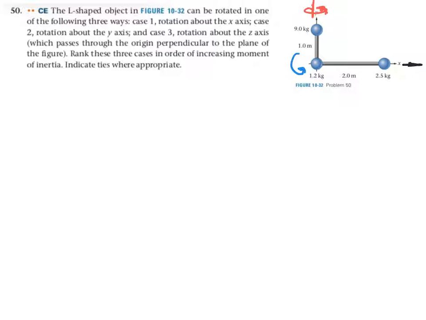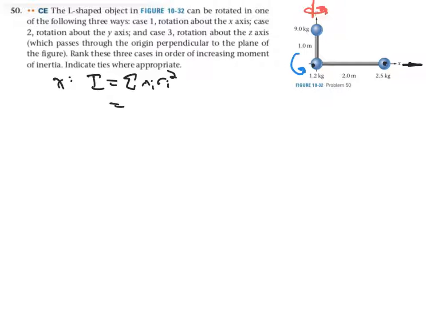Rank these three cases in order of increasing moment of inertia and indicate ties when appropriate. So we want to look at this and we want to say, well, when we rotate around the x-axis, case 1, then neither this nor this contribute at all because they have a radius of 0. Remember that the moment of inertia is going to be, in general, the sum of each mass times its perpendicular distance to the axis squared.